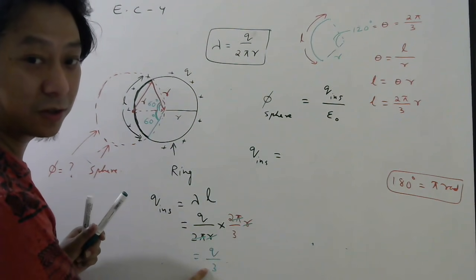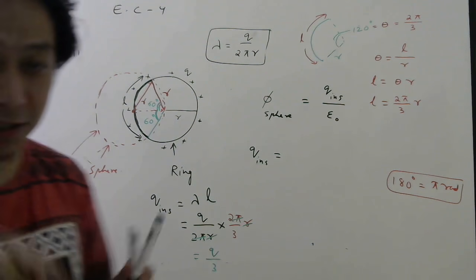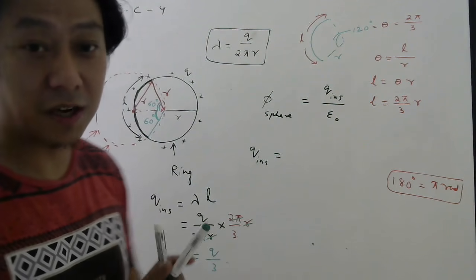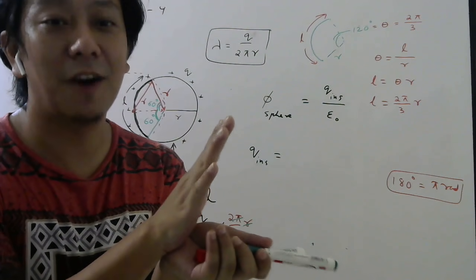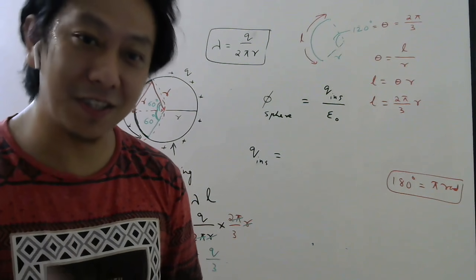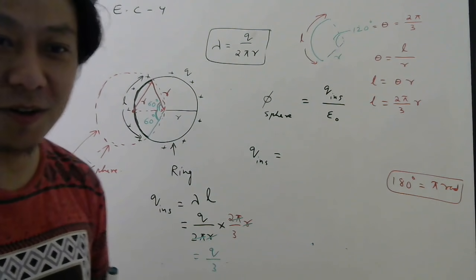So directly also I can write, 360 degree has q charge. Yes or no? Whole angle has q charge. So 120 degree will have how much charge? 1/3, because 120 degree is 1/3 of 360 degree. So directly also you can write actually.